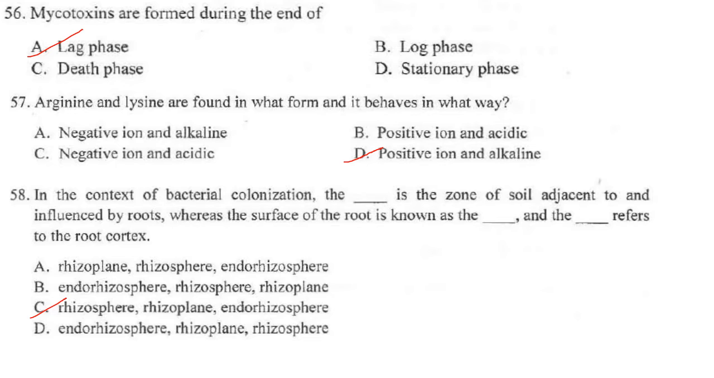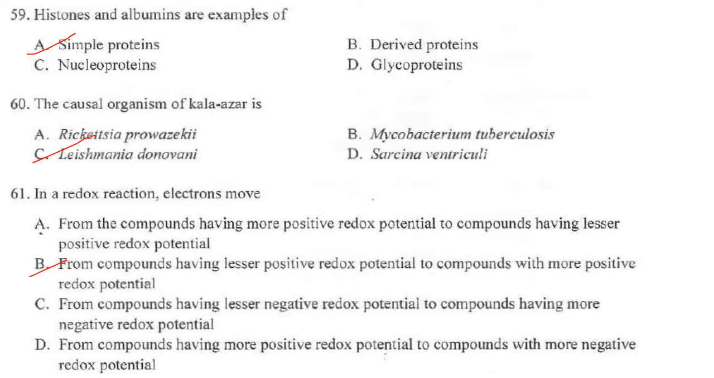So the answer is option C, rhizosphere, rhizoplane and endorhizosphere. The next one, histones and albumins are examples of simple proteins. Answer is option A. The causal organism of Kala Azar is Leishmania donovani. Answer is option C. In a redox reaction, electrons move from compounds having lesser positive redox potential to compounds with more positive redox potential. So answer is option B.